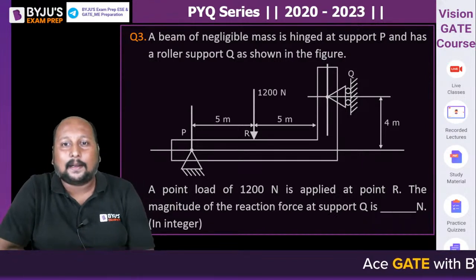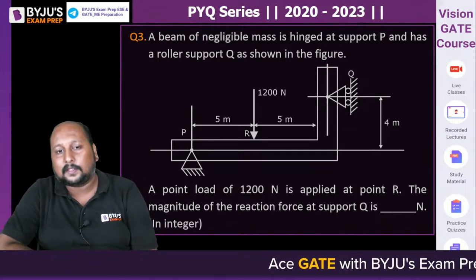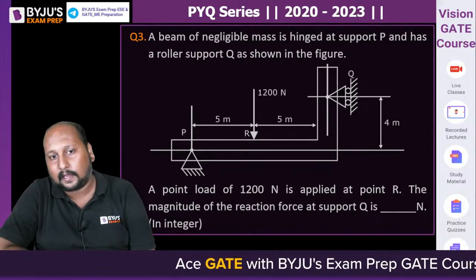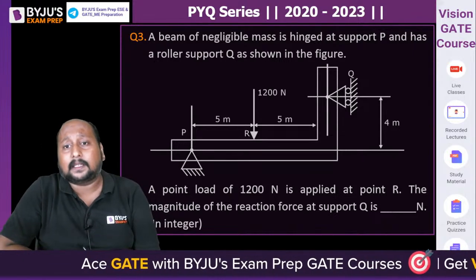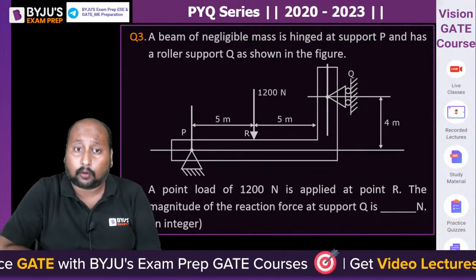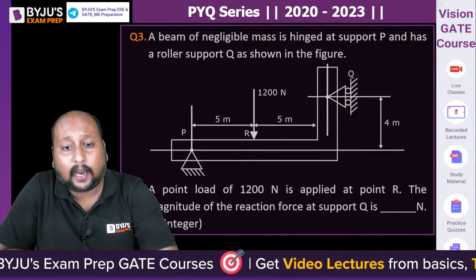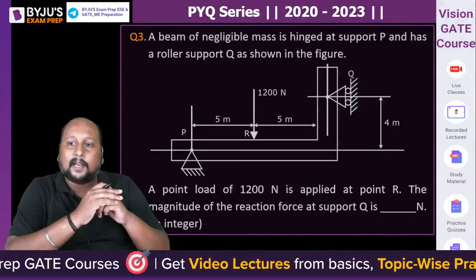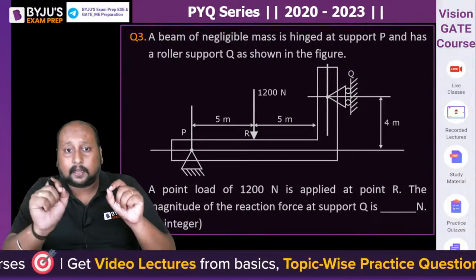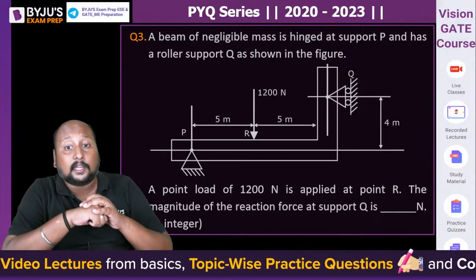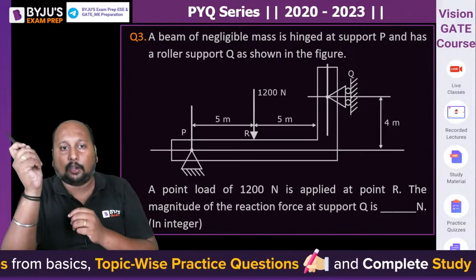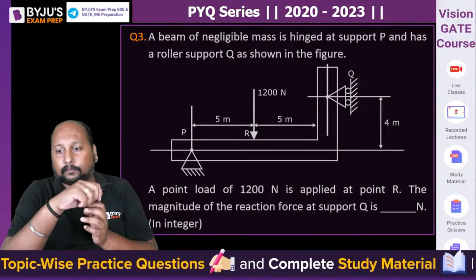Fine. Chaliye, next question. This is a 1 mark question, I think. In yesterday's app class also we have solved this problem. This is a previous year question, 2021, I think they have asked. A beam of negligible mass is hinged at support P and has a roller support at point Q. You have to tell me, if a point load of 1200 Newton is applied at point R, what is the magnitude of the reaction force at point Q?